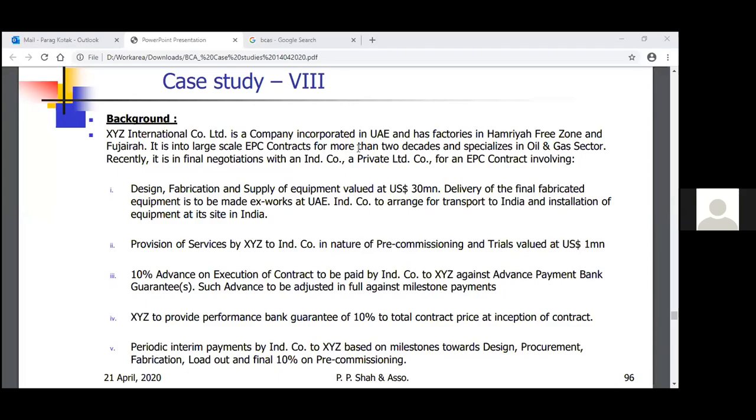XYZ, an international company limited, is a company incorporated in UAE and has factories in Hamriyah, Ajman, and Fujairah. It has been into large-scale EPC contracts for more than 2 decades and specializes in the oil and gas sector. Recently, it is in final negotiation with an Indian company, a private limited company, for an EPC contract of $30 million, where there was a 10% advance for the goods and services, and milestone payments in the next 6 months, and there were services also.